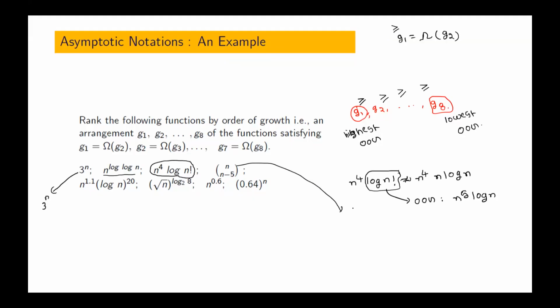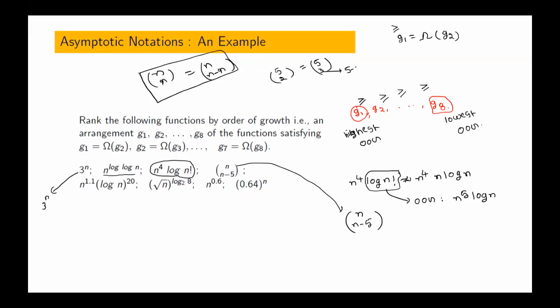What is this? nC(n minus 5). We know that nCr is the same as nC(n minus r). We know this, no? nCr is the same as nC(n minus r). Yes, 5C2 is the same as 5C3, no? 3 is 5 minus 2. So based on this we can easily write it as nC(n minus 5), which is nothing but nC5.